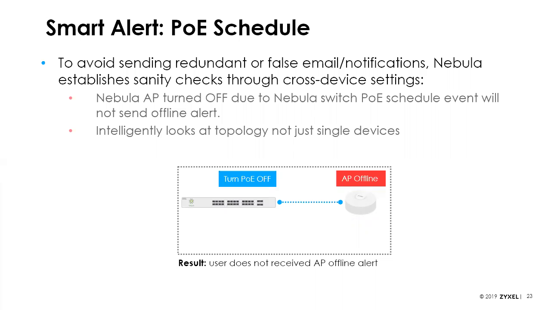So we've fixed that for you. We now know which AP is connected to which port. And we now know if that AP goes offline because of a switch schedule on the PoE power, to not send you alerts about that device since it's supposed to be off.